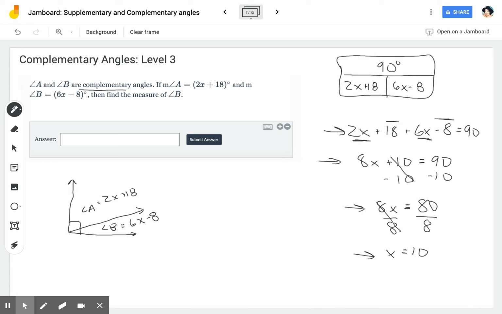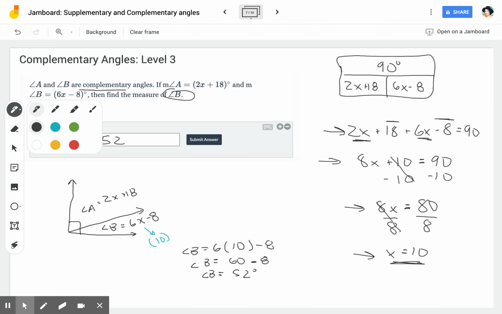Now we have to be careful because they're not asking us what x is. They're asking us to find measure B. So once again, I know that this x is 10. And so if I'm solving for angle B, I have 6 times something minus 8. I found that that something was actually 10. So angle B is equal to 60 minus 8, which is actually equal to 52 degrees.